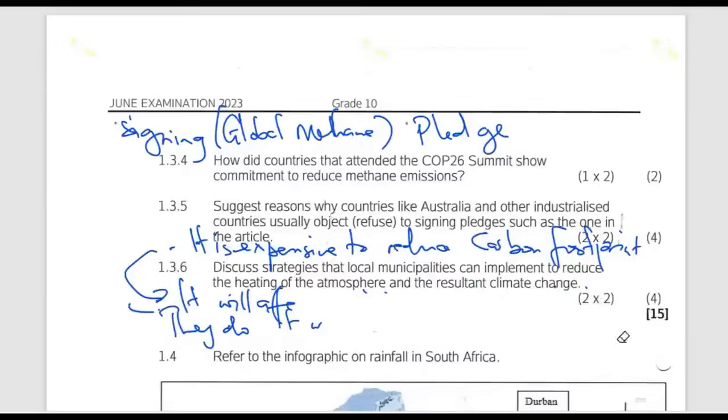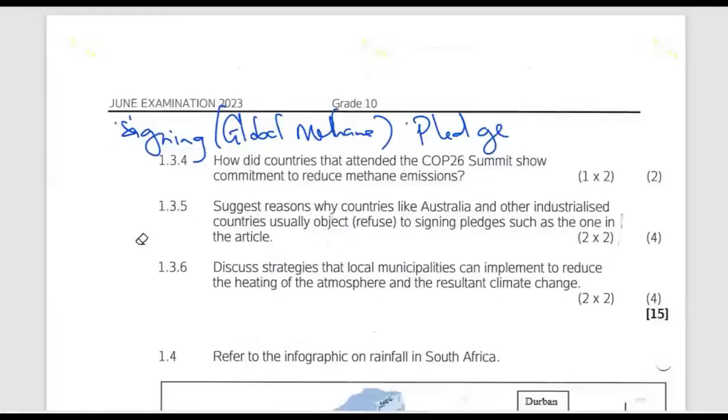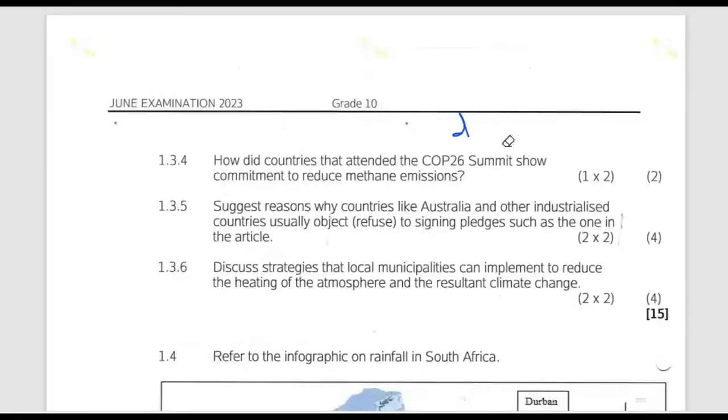But for the developed countries, because they are heavily industrialized, it also implied that by signing the pledge, they are supposed to cut on their levels of production in industries, which comes with a cost on their side, because their economies are relying on those industries. Right. We move on to the next question.